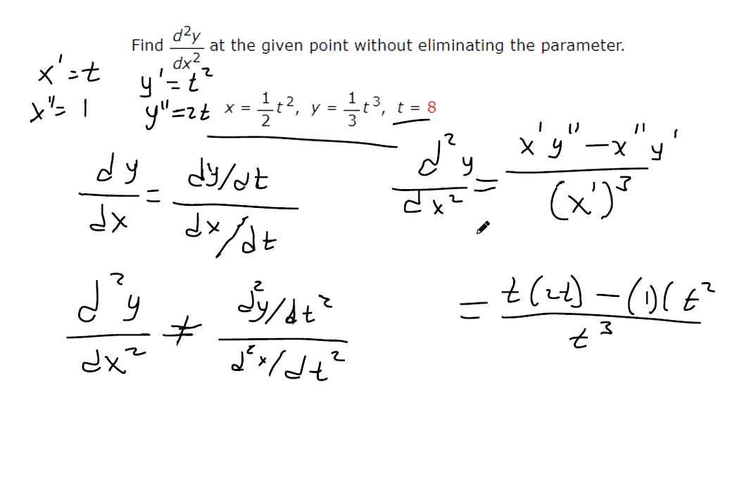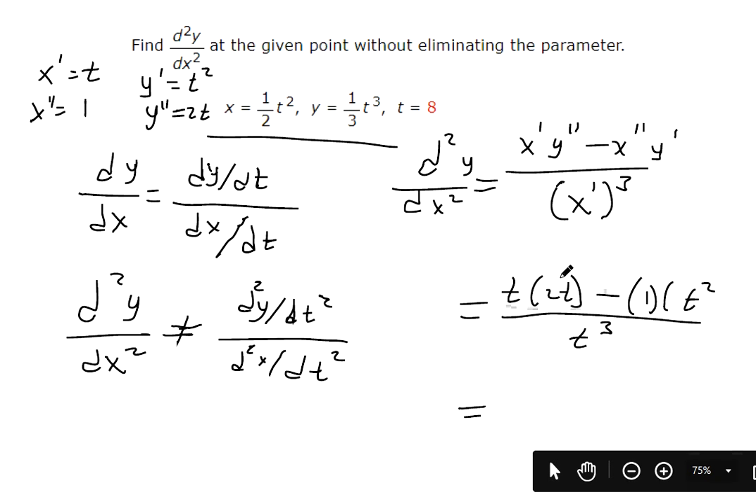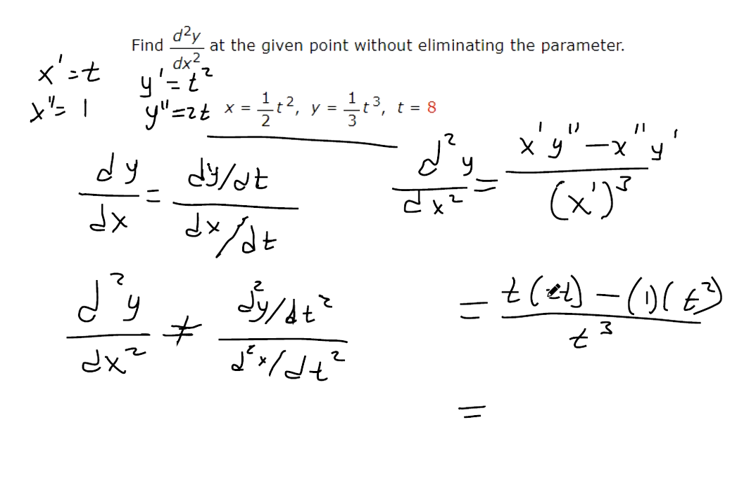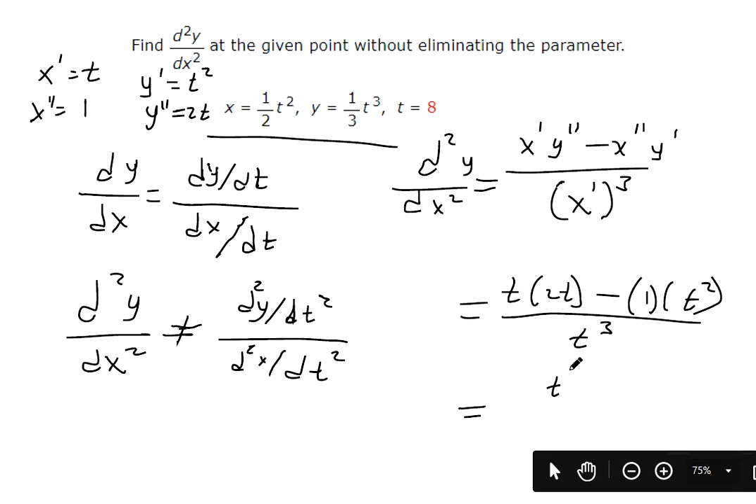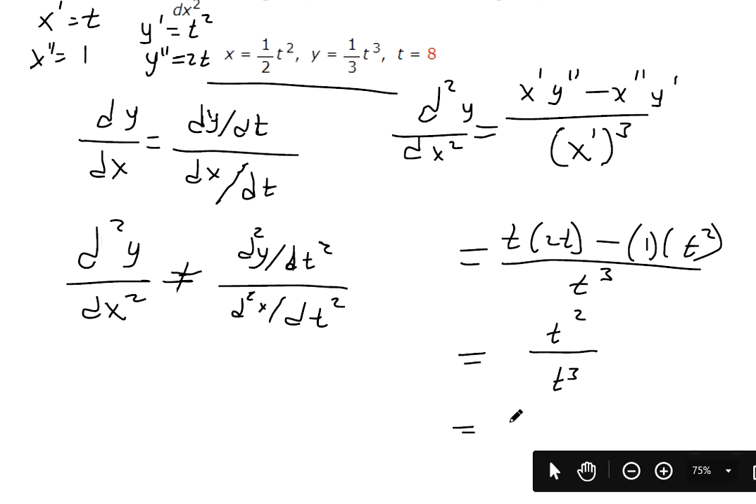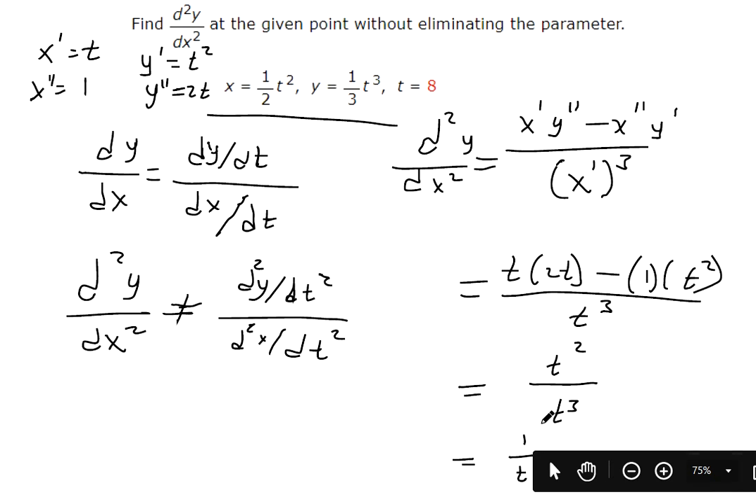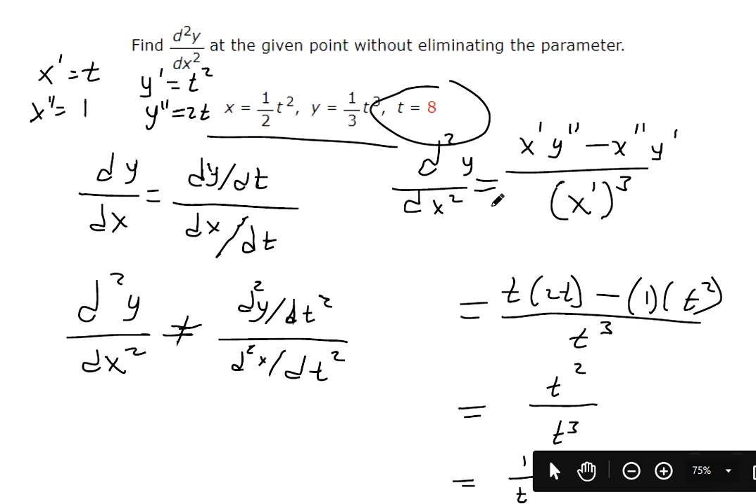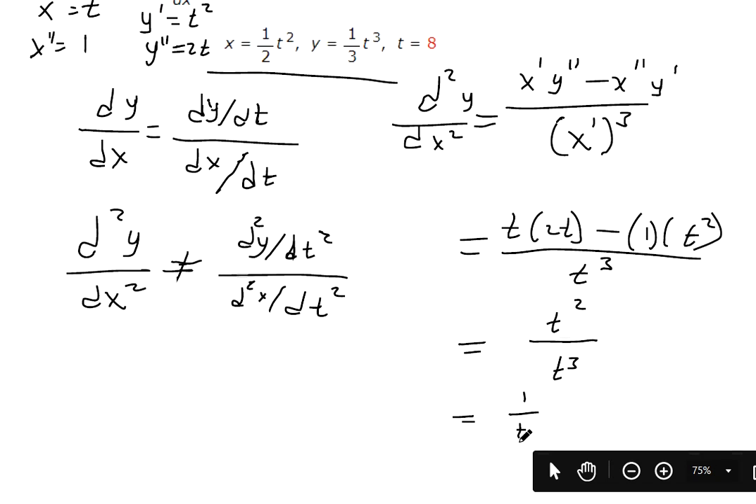But we're supposed to evaluate at t equals 8, which just means you're supposed to plug 8 in here, so we could do that without having to simplify. This is 2t times t, minus 1 times t squared. I guess it's easier to simplify. Yeah, so we get 1 t squared over t to the third, and that's just 1 over t, right? So if we're supposed to evaluate at t equals 8, then it's easy. The second derivative is going to be 1 over 8.